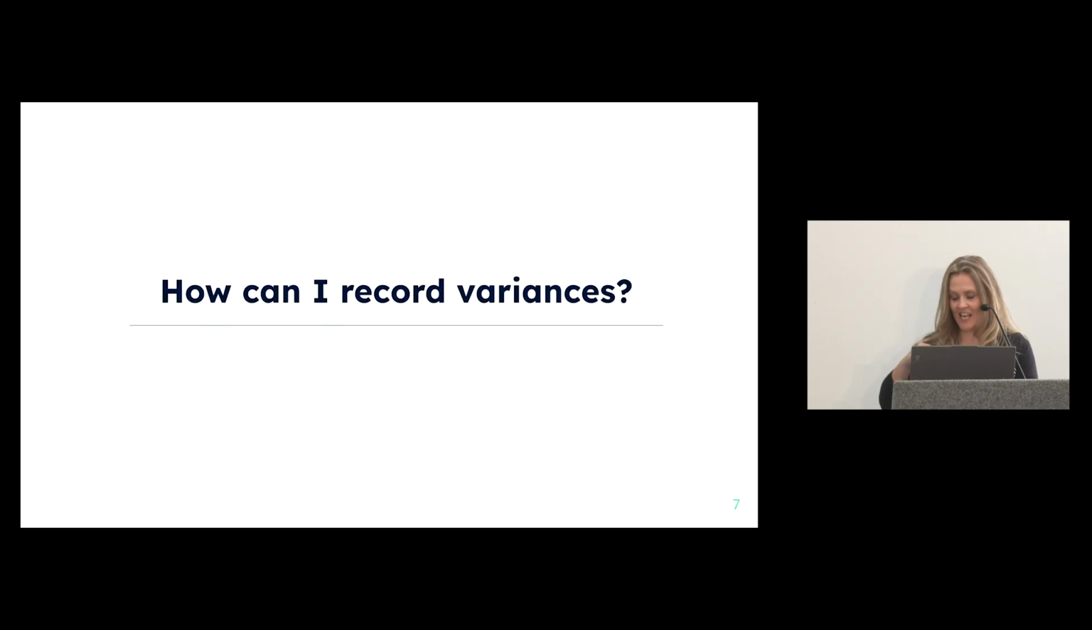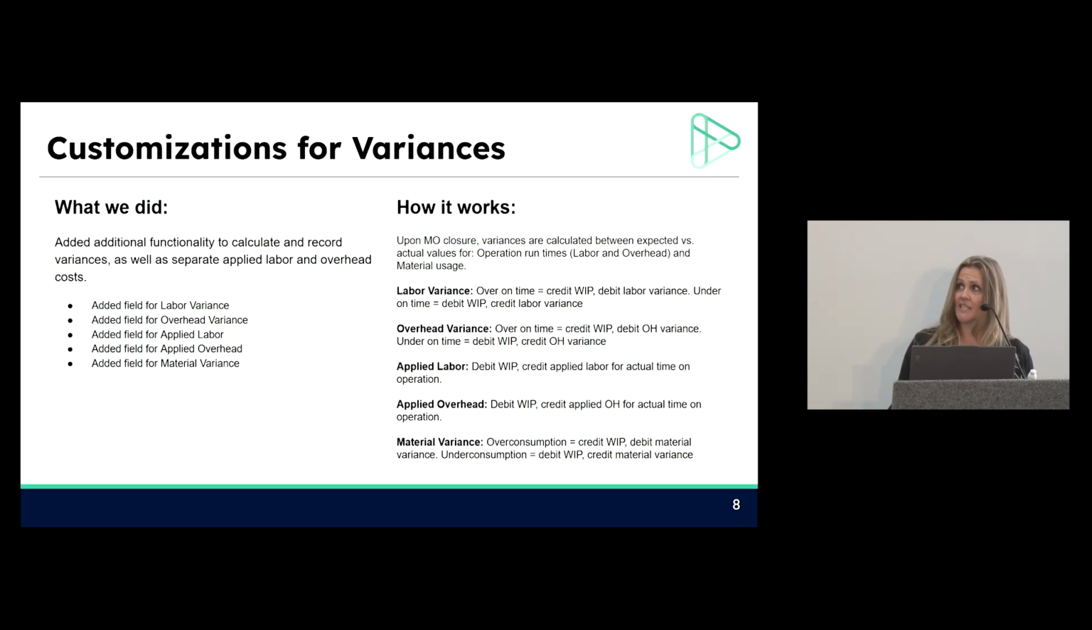All right, and in the base Odoo, you can see your variances and you can run reports on estimated versus actual, but Odoo doesn't record the variances for you. So what if I want to record variances? With QOC, we've created a customization for this.